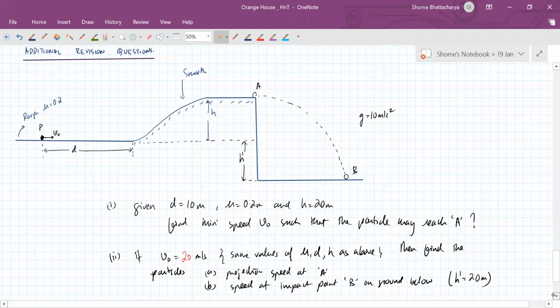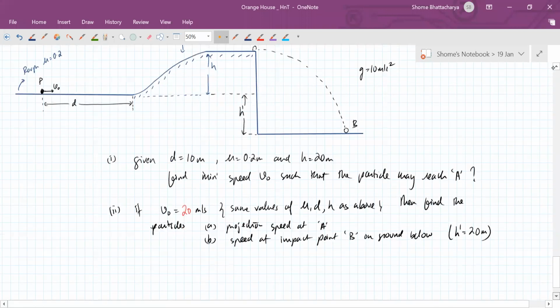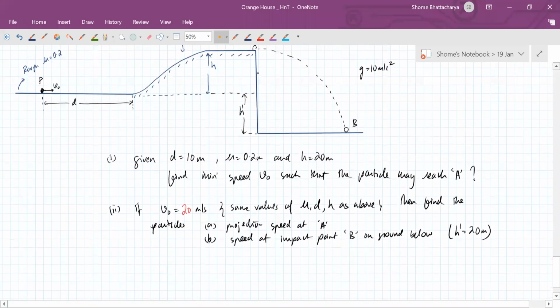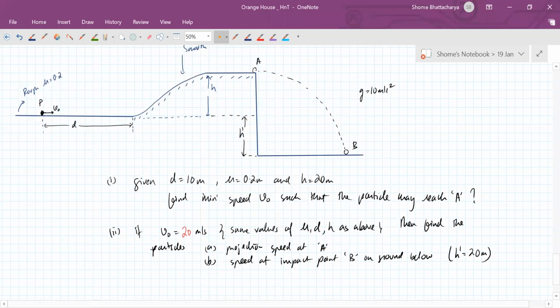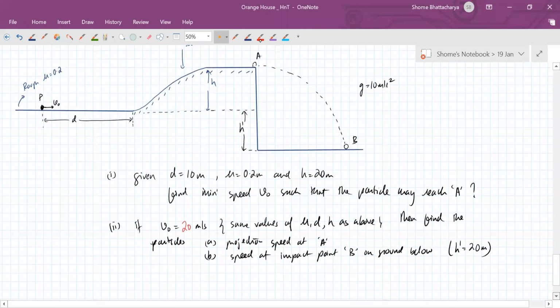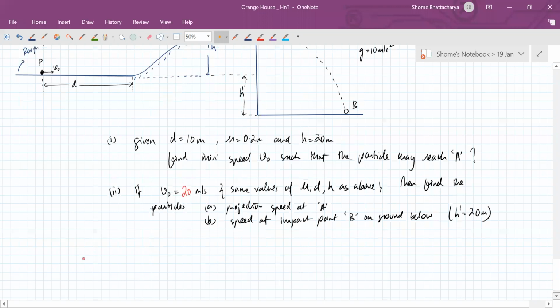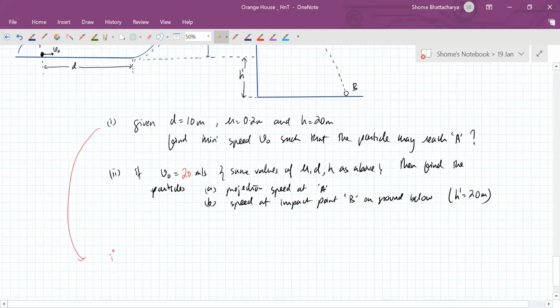Okay, so you can see in the first part, the condition for the particle to just reach A is that the kinetic energy at A should be greater than or equal to 0. So if v naught is the minimum value for the particle to reach the point A, then vA should be greater than or equal to 0.